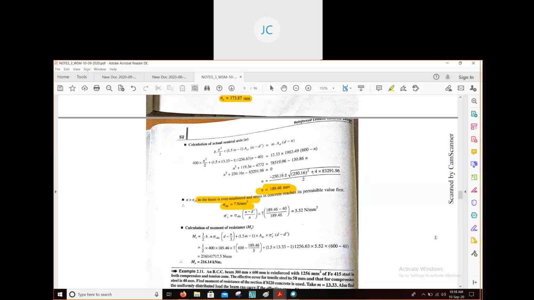See the formula, because the next problem you have to solve by yourself. See the formula, see the procedure.